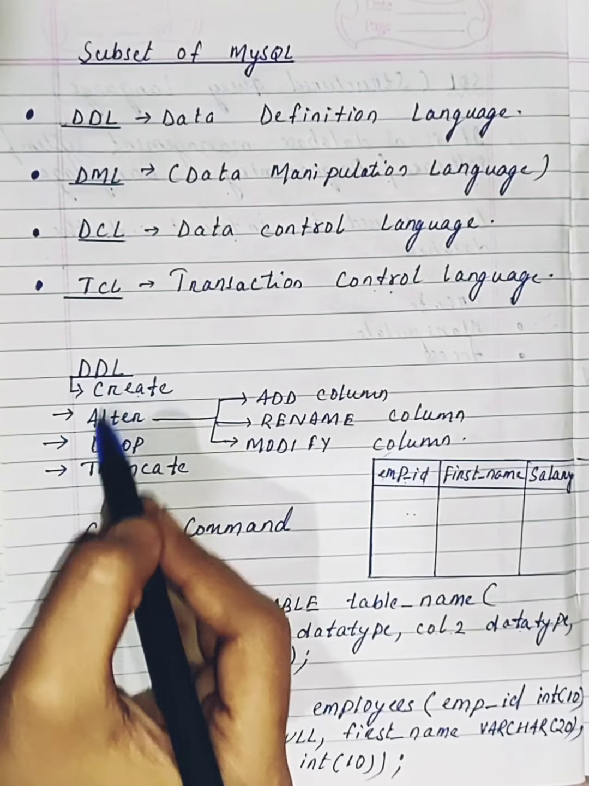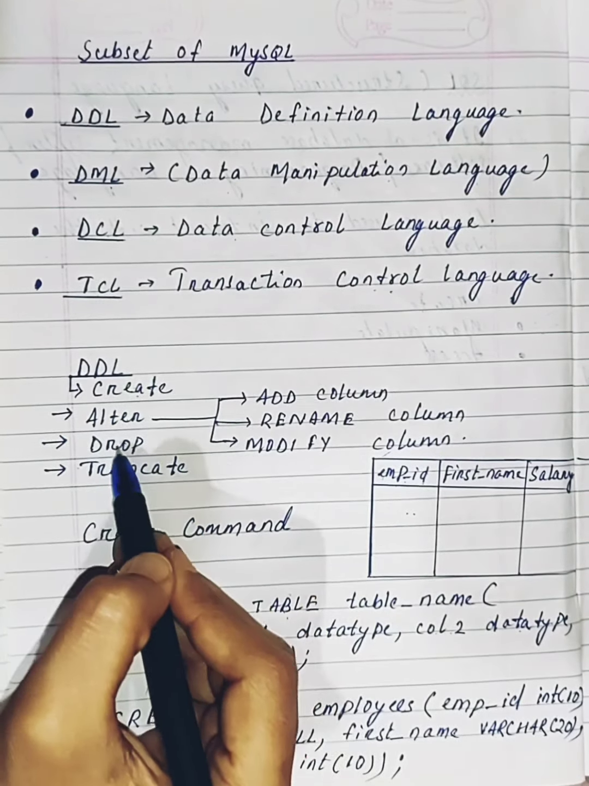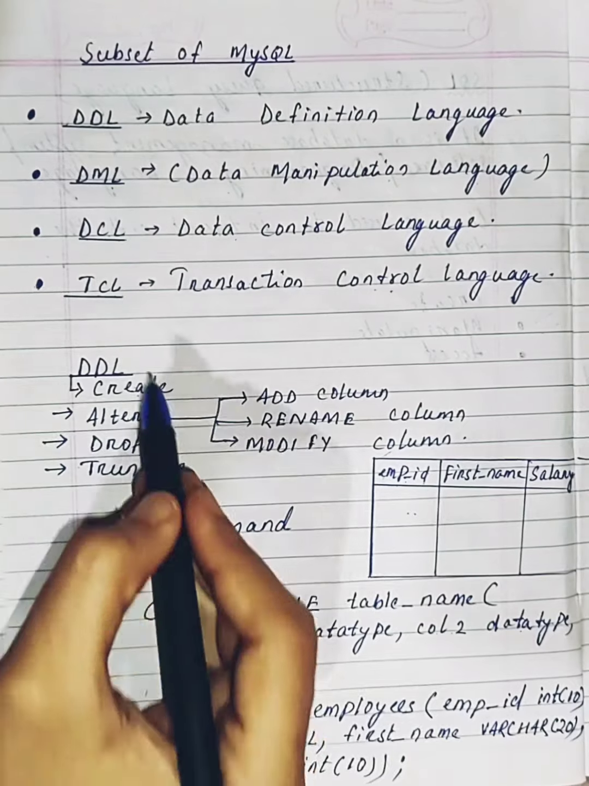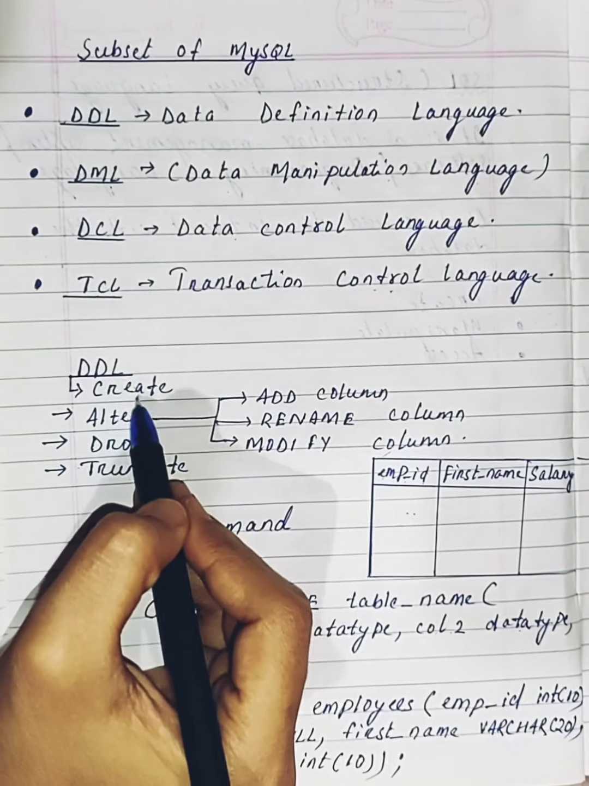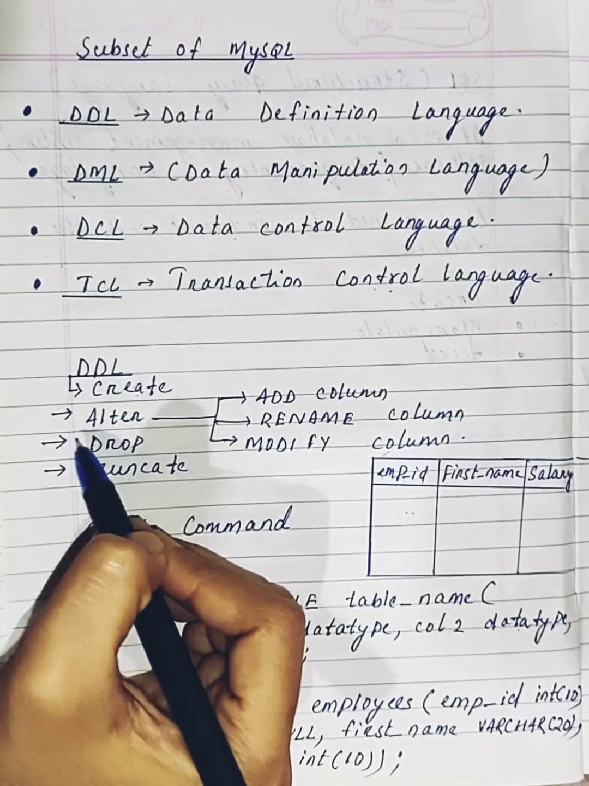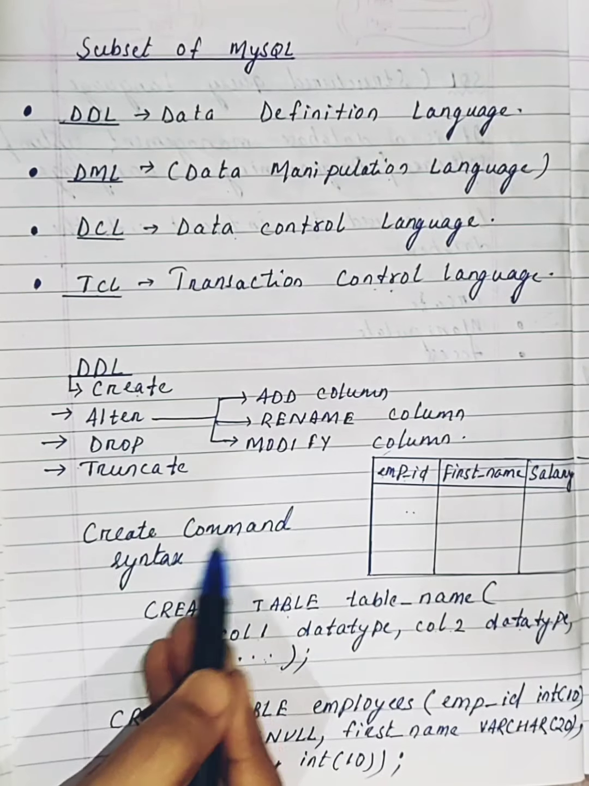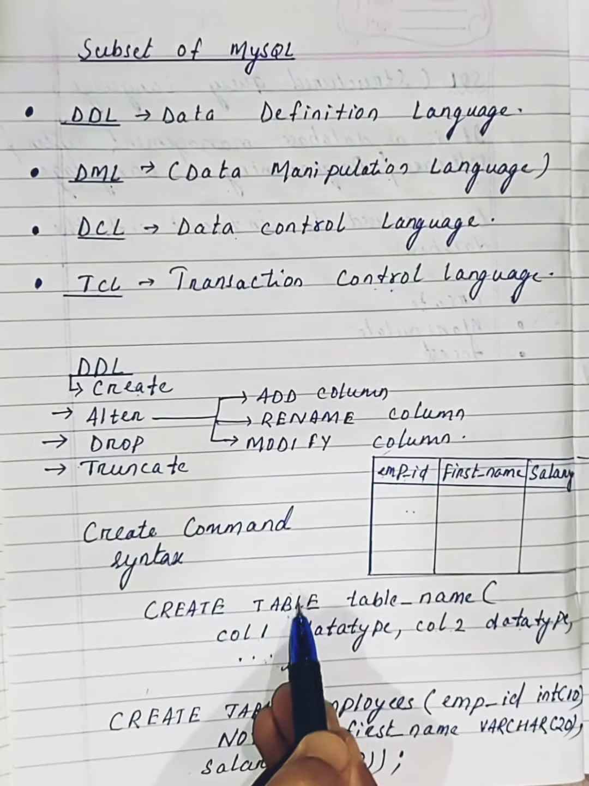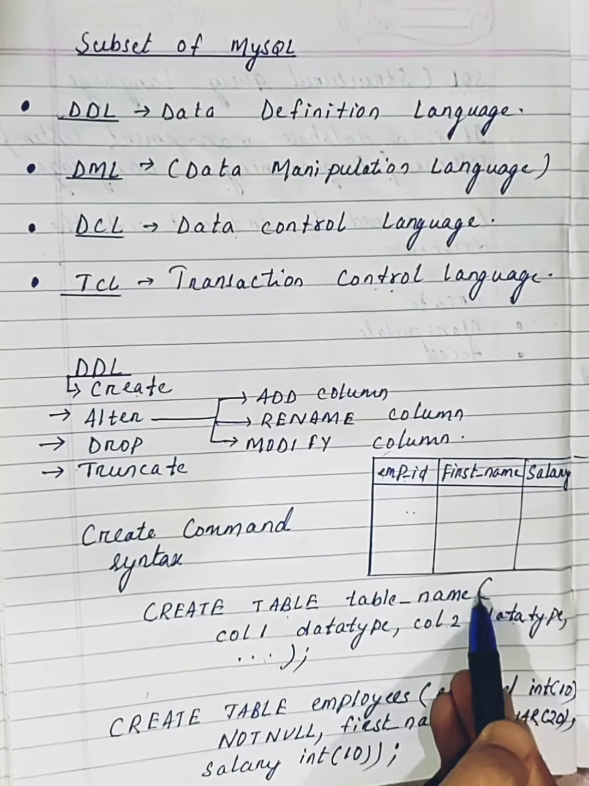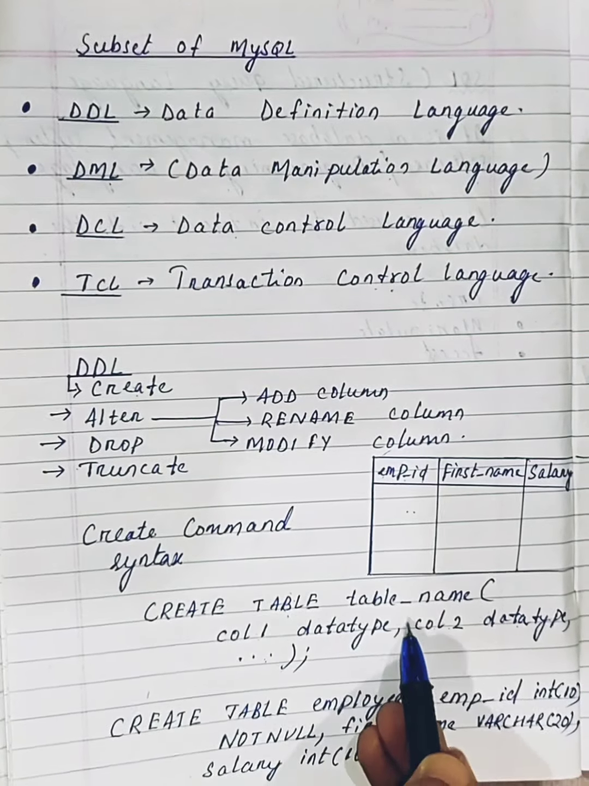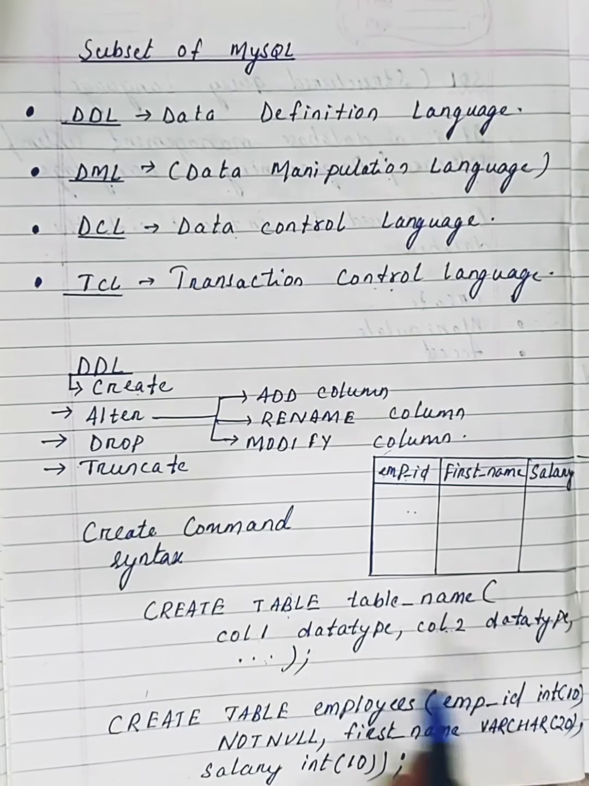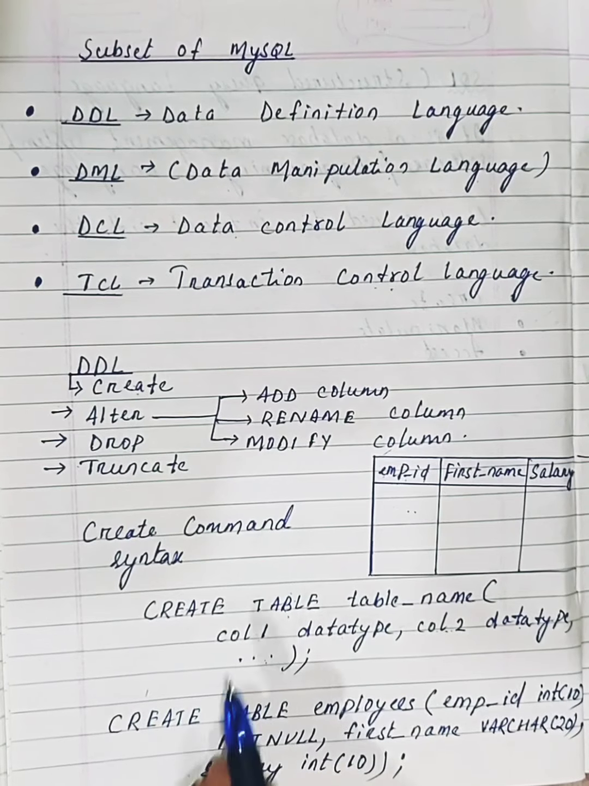DDL command is further of 4 types, that is create command, alter command, drop command and truncate command. Starting with the create command. Create command is used to create a table in the database. Now moving ahead to the syntax of create command, that is create table, table name. Now within round brackets column 1 data type, comma, column 2 data type, comma, any number of columns we can add, then end of round bracket, then semicolon.